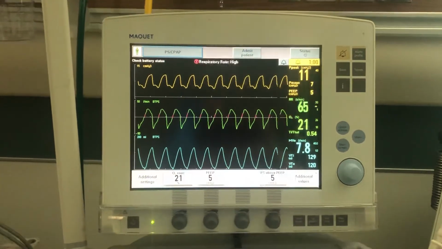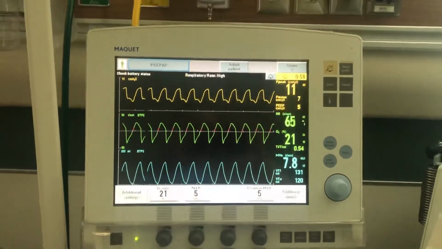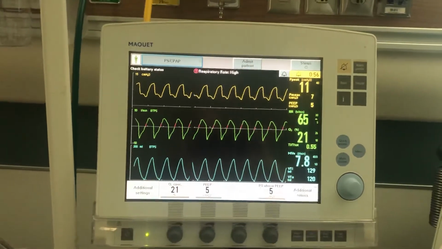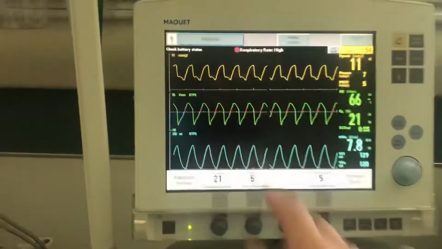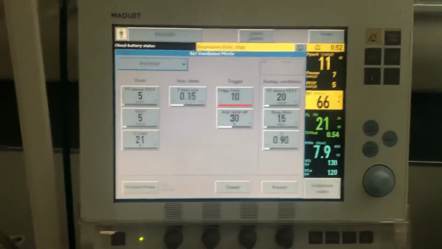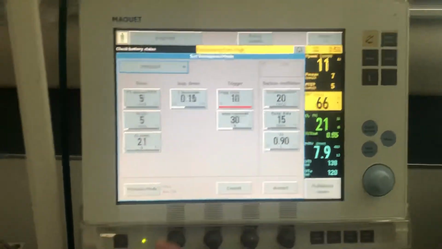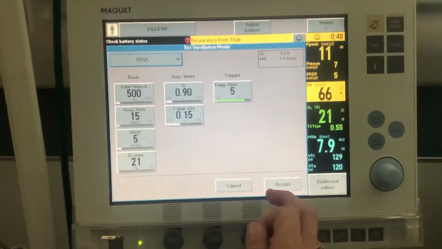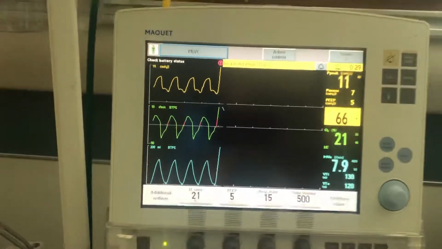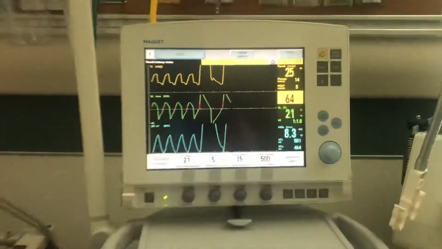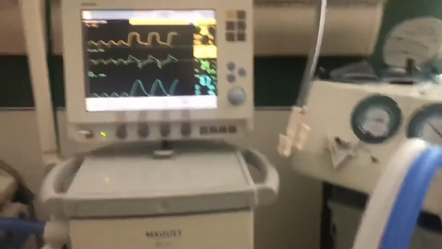And then at this point, I have a minute ventilation of 7.8 and a respiratory rate of 65. So I need to make sure that I write those numbers down. And then I'm going to go to previous mode and go to accept, and put the patient back on those modes of ventilation. Okay.